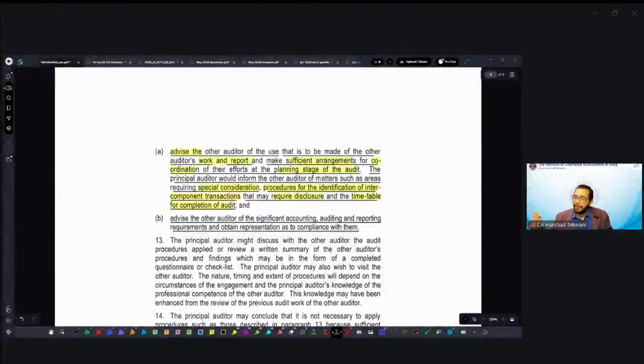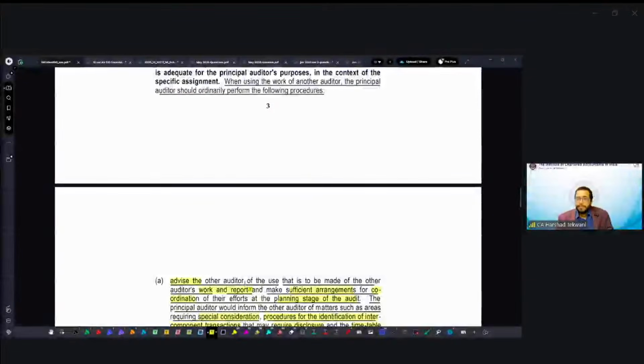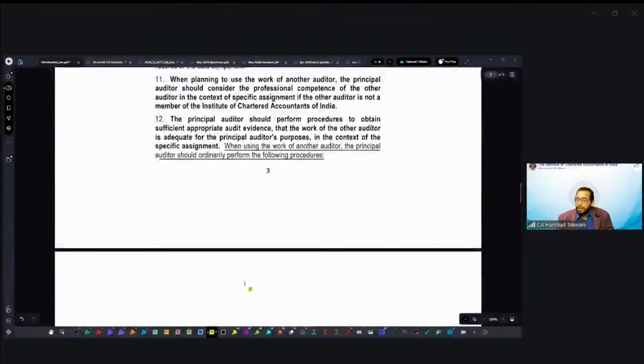Because at the end, we have to comply with the group accounting policies, uniform accounting policies. I have to audit as a principal auditor. I need to comply with my auditing standard. So I need to advise the component auditor what the significant accounting and auditing standards are that they are required to follow. Okay, the reporting requirements they are required to look into, and they need to obtain the representation with respect to that. Okay, this is how I will make sure that the work which is performed by another auditor is adequate for the principal auditor's purpose.